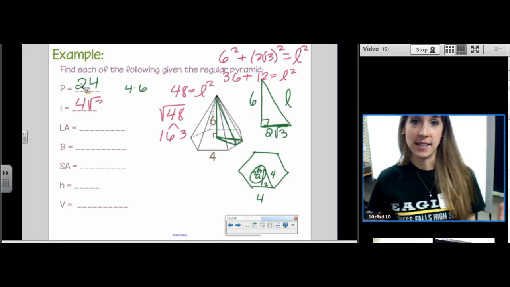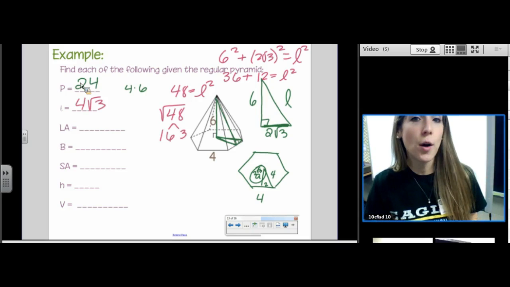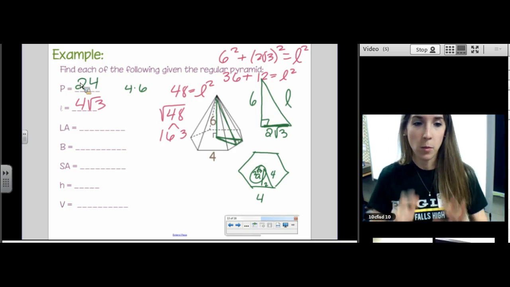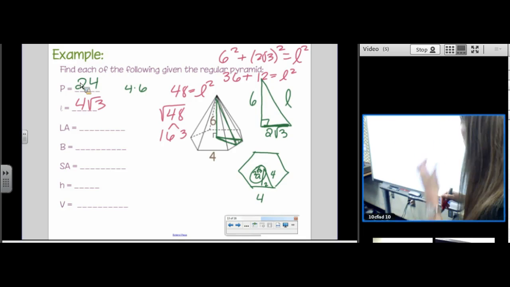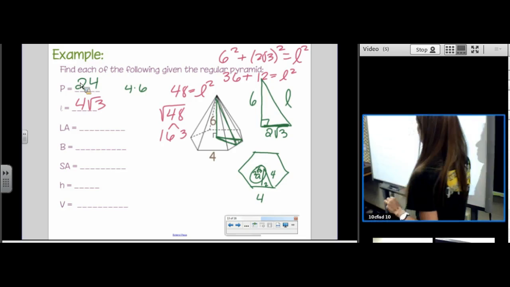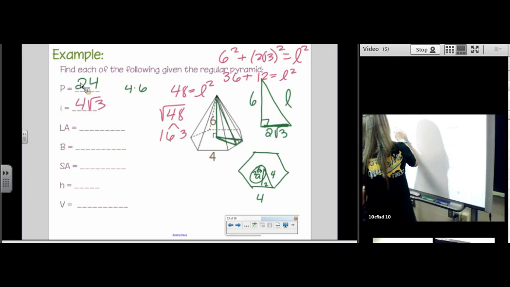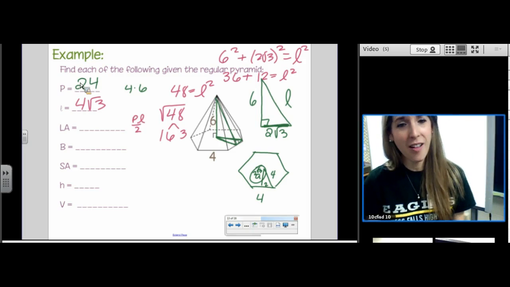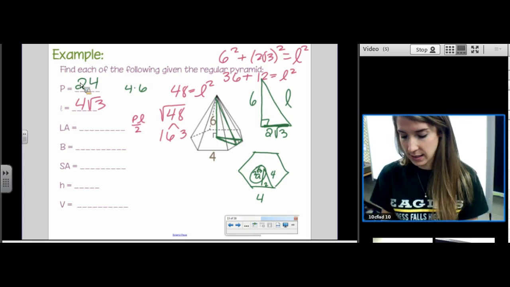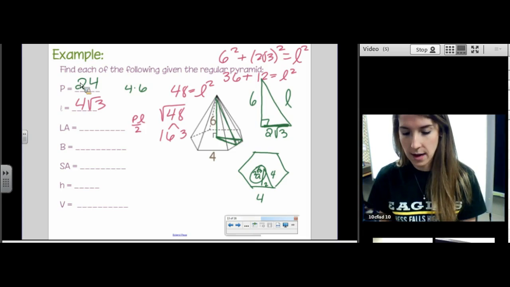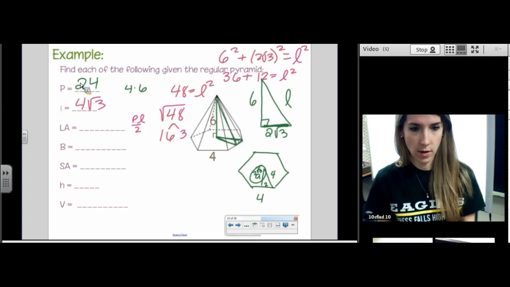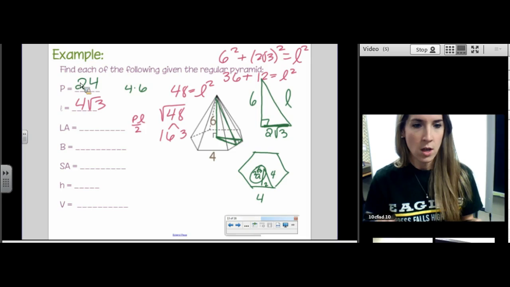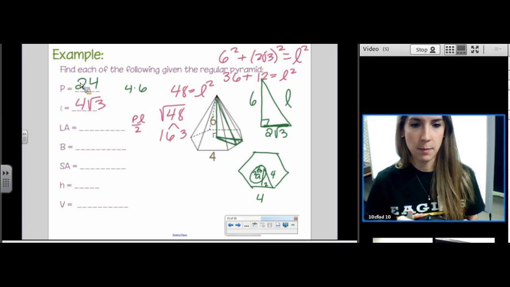I'm telling you guys, I do the toughest ones in the notes. That way your homework seems easy. I know this is tough, but we've gotten through the brunt of it. Okay, LA. This is a new formula. PL divided by 2. This is going to be a breeze now that we know what P and L are. So it is 24 times 4 divided by 2. Are we okay with that? I didn't put the √3 in my calculator because we don't want decimals. So what is the LA of this pyramid?